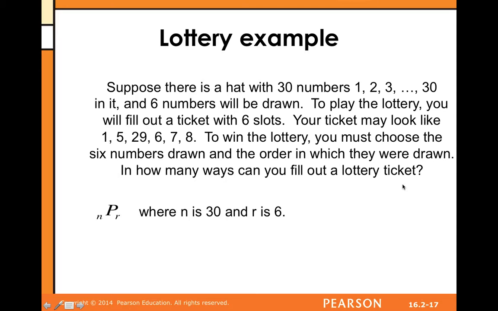How many ways can you fill out a lottery ticket? This ticket is different from the ticket 5, 29, 6, 7, 8, 1. That's a different order. Well, the answer is NPR, where N is 30 and R is 6, because that's what this is counting. This is literally counting the number of ways you can choose R things from N things, where the order matters.